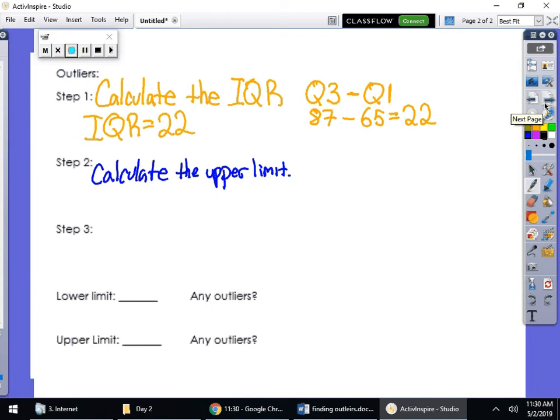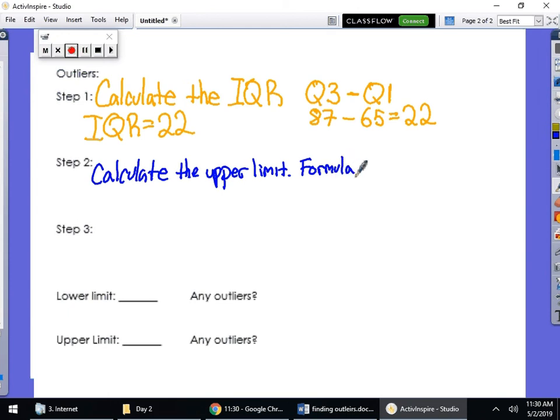So to calculate the upper limit, we're going to use this formula. It's Q3, the upper quartile, plus 1.5 times the IQR. So when we look back, we know that the upper quartile was 87. So we're going to do 87 plus 1.5 times 22.